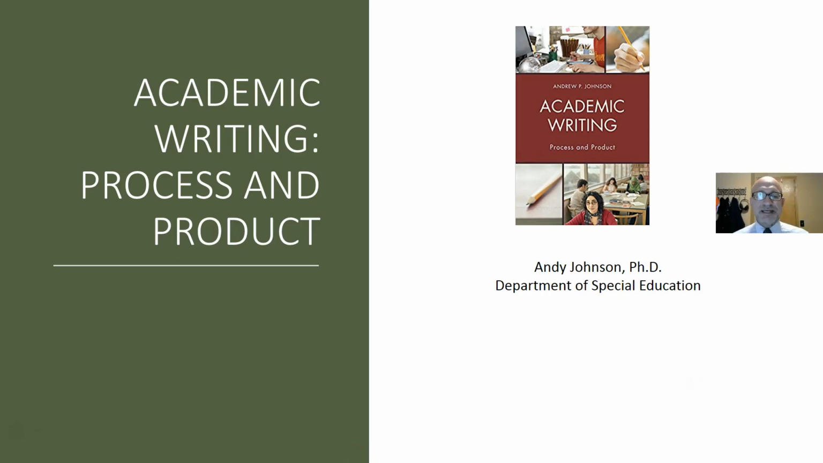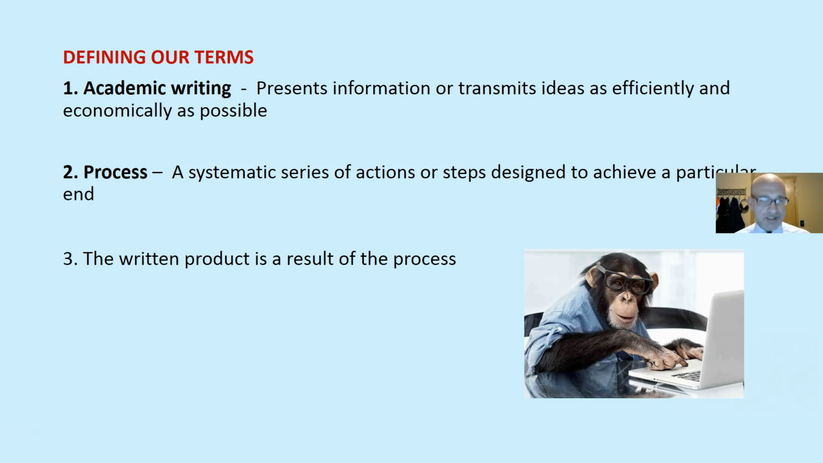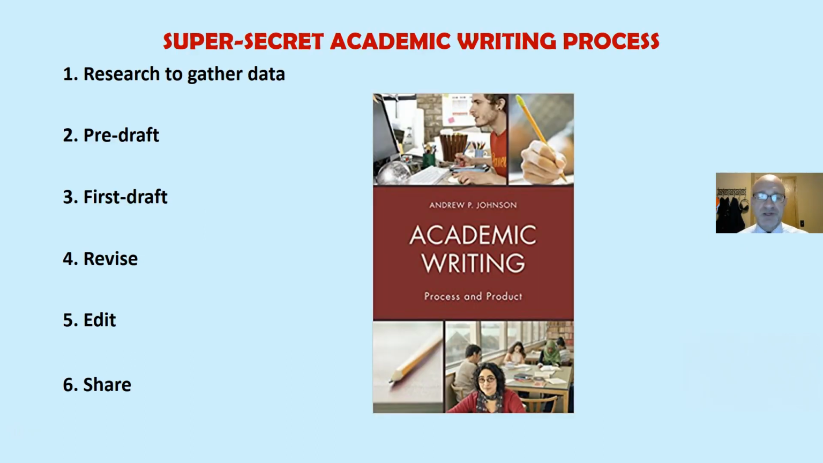Andy Johnson, we're looking at academic writing, both the process and the product. Academic writing is when you present information, transmit ideas using precise, concise language as efficiently and economically as possible. Now, a process is a systematic series of steps designed to achieve a particular end. The written product is a result of the process. It's all about the process.